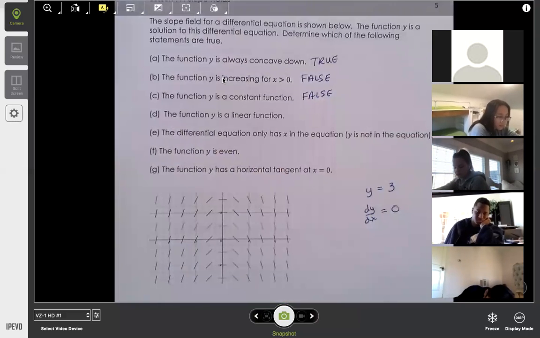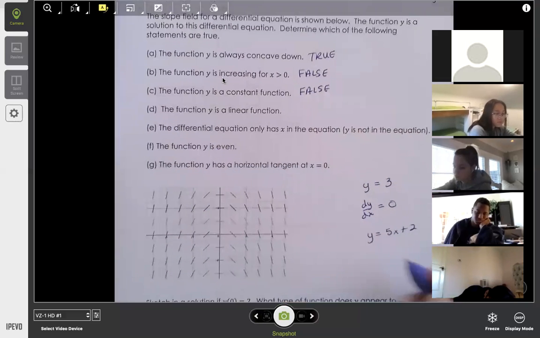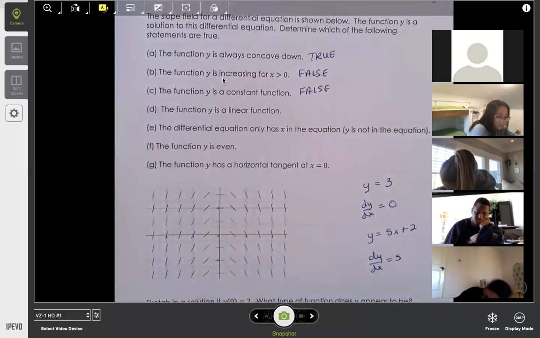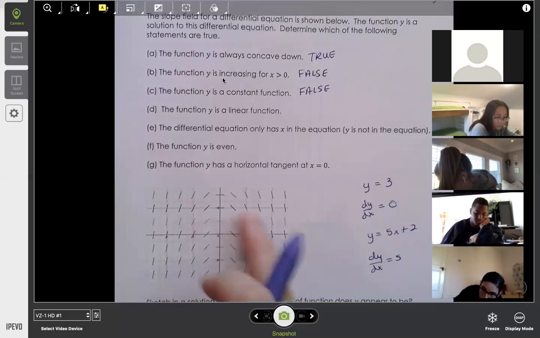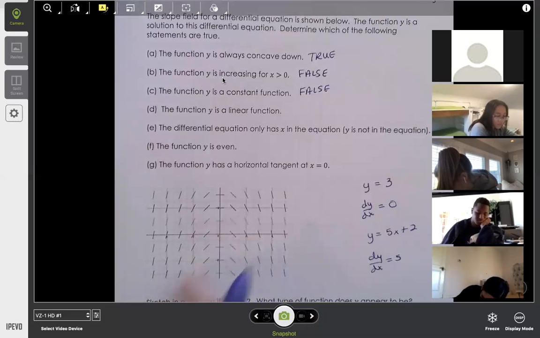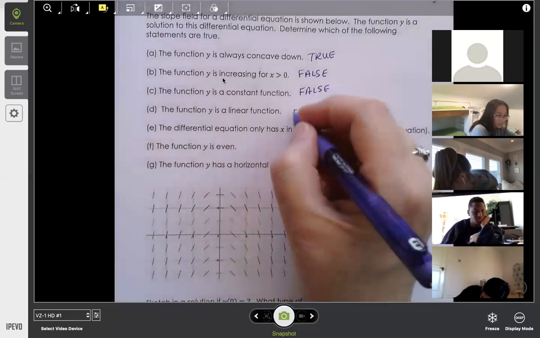The function y is a linear function. If y was a linear function like 5x plus 2, the derivative would be something like 5. It would just be a constant, so the slope would be the same everywhere. Well, that's not the case. The slope is changing. It's not always 5. So that would be false.